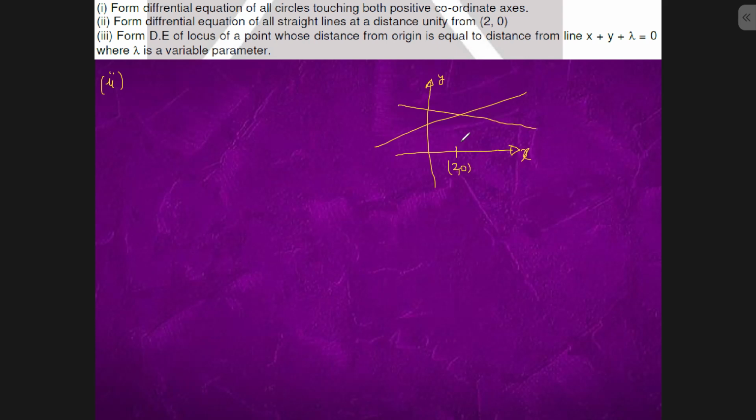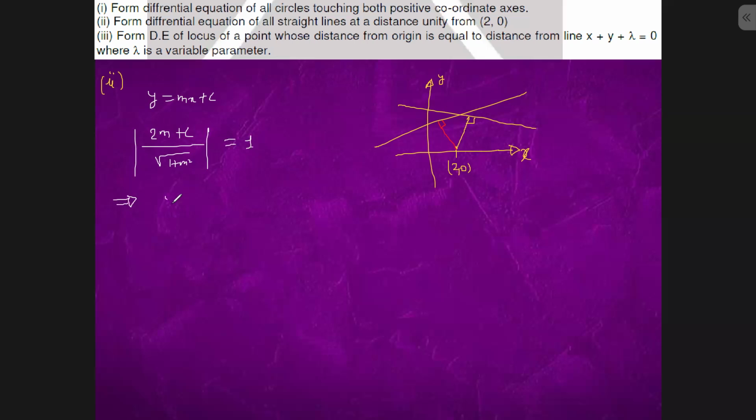So the perpendicular distance is 1. If we put the line as y equals mx plus c, the distance from (2, 0) is |2m plus c| upon root under 1 plus m square, equals 1.